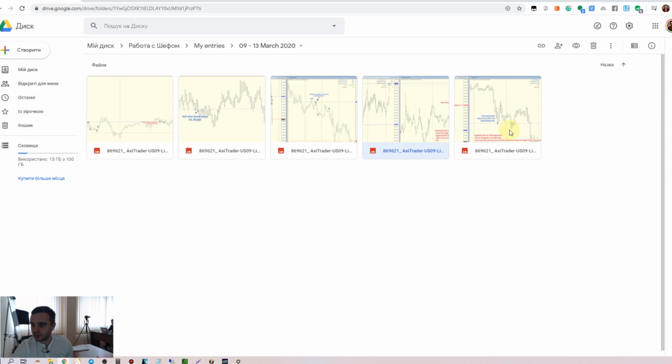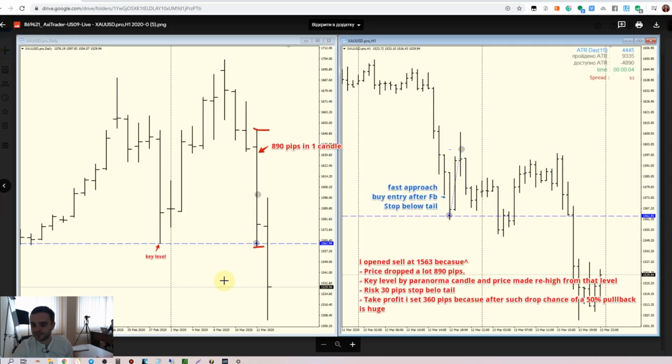Another example for you of my entry on gold. This may be one of the best entries which I had previous month. Take a look here. This key level, because from this place price made high. And here, take a look. First reaction on this key level was false breakout. Take a look, false breakout and bounce.